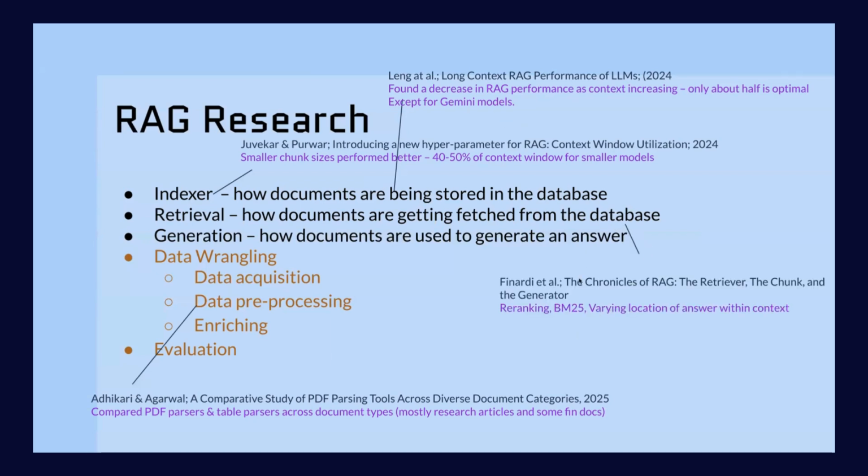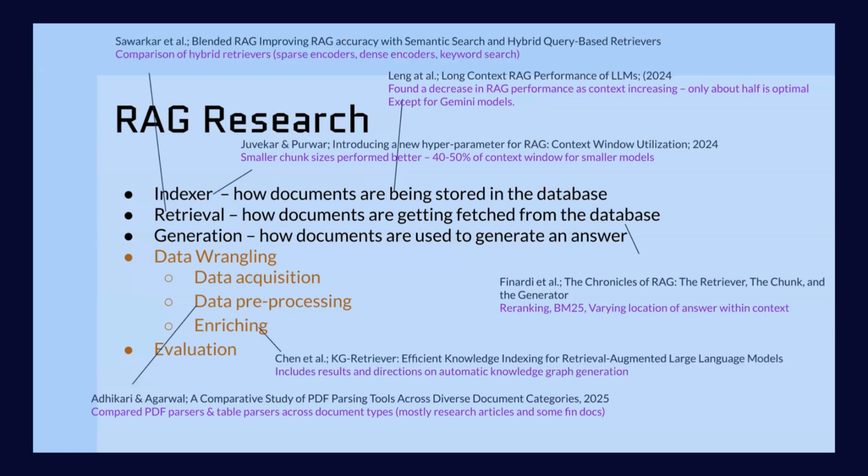For retrieval, The Chronicles of RAG: the retriever, the chunk, and the generator. This paper talks about all the different ways you could retrieve the data. This is where they talk about reranking and sparse encoder, which is BM25s. They also did a pretty interesting experiment where they varied the answer within the context that you gave it and how that affected the model. I don't think it gave significant results, but you could read about it in this paper.